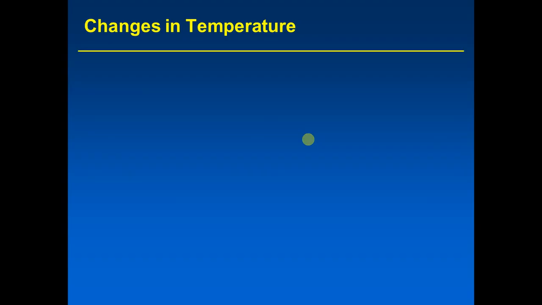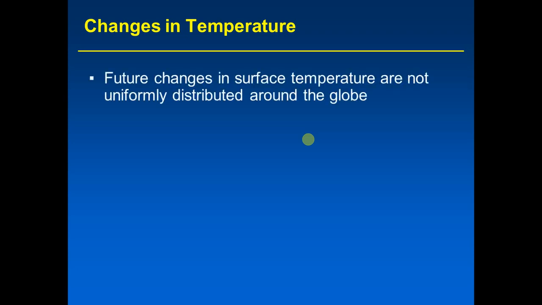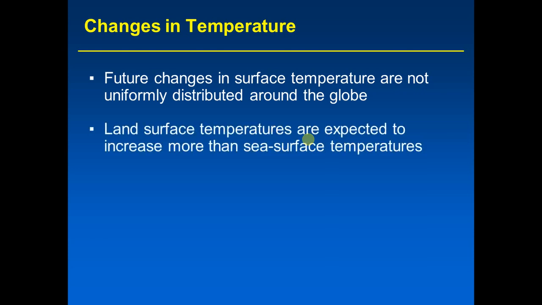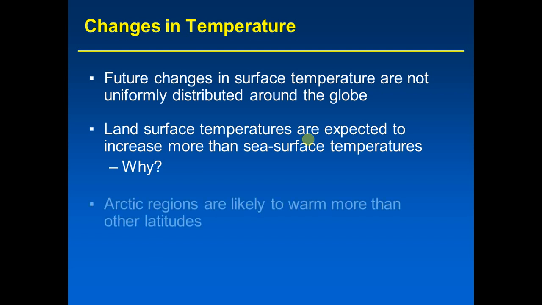So, here are some conclusions from that figure. Future changes in surface temperature are not uniformly distributed around the globe. Land surface temperatures are expected to increase more than sea surface temperatures. We know why, because of a higher specific heat of water than land. And the Arctic regions are likely to warm more than other latitudes.